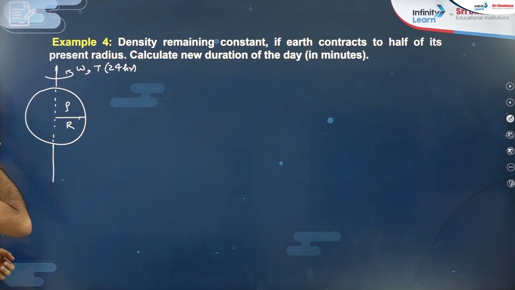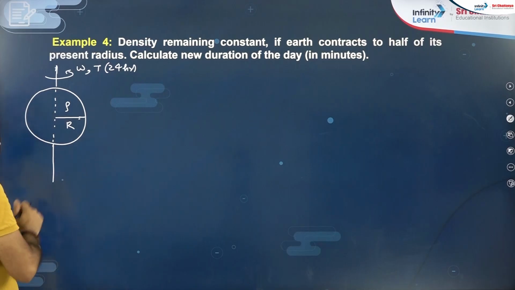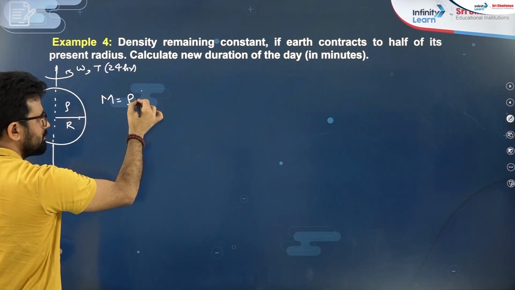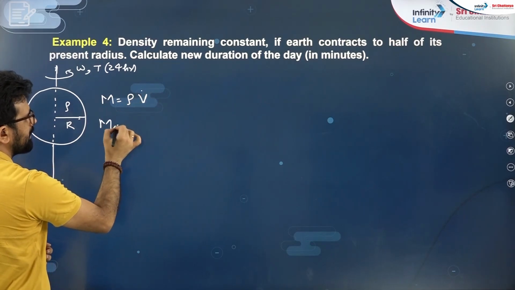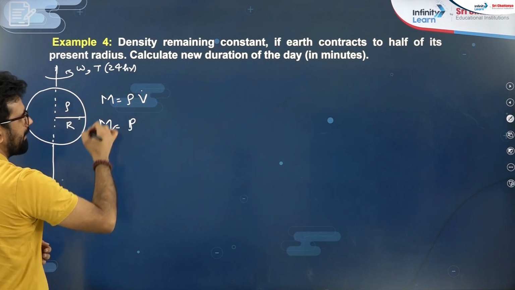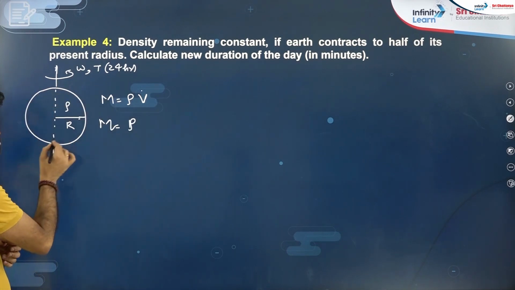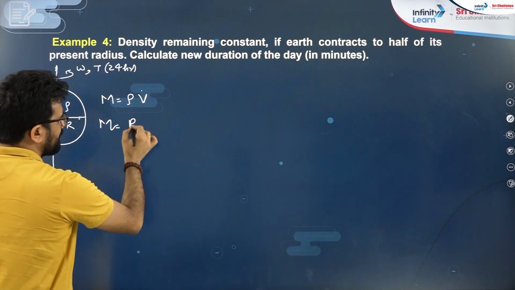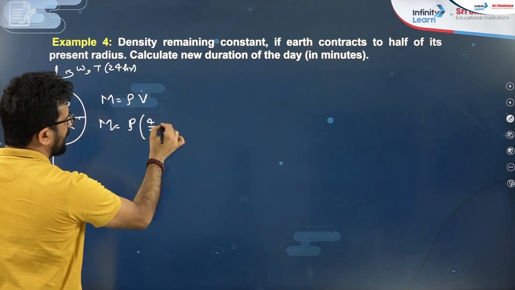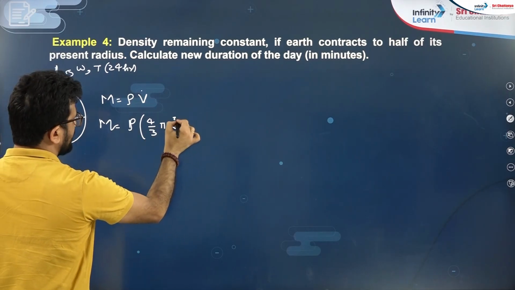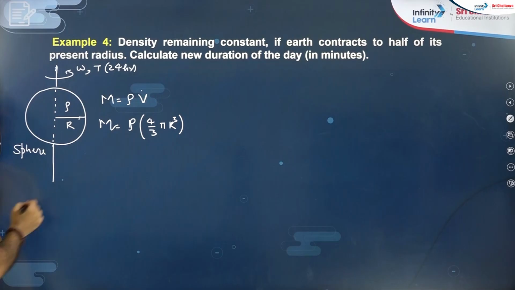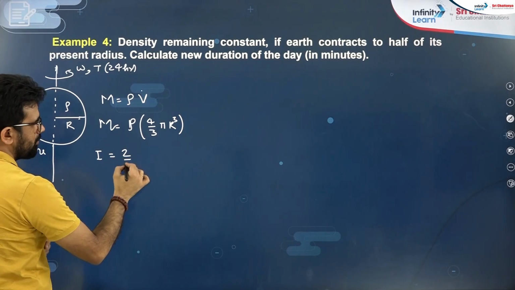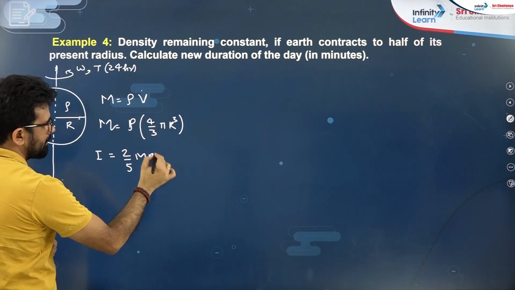So if I ask you what is the mass, you can say mass is nothing else but density into volume. What is density? Rho. And what is the volume of this earth? Because earth is spherical in shape, you can understand it as a sphere. For a solid sphere, the volume is 4 by 3 pi r cube. For a solid sphere we also have to understand its moment of inertia. So what is the moment of inertia? You can say 2 by 5 m r square.